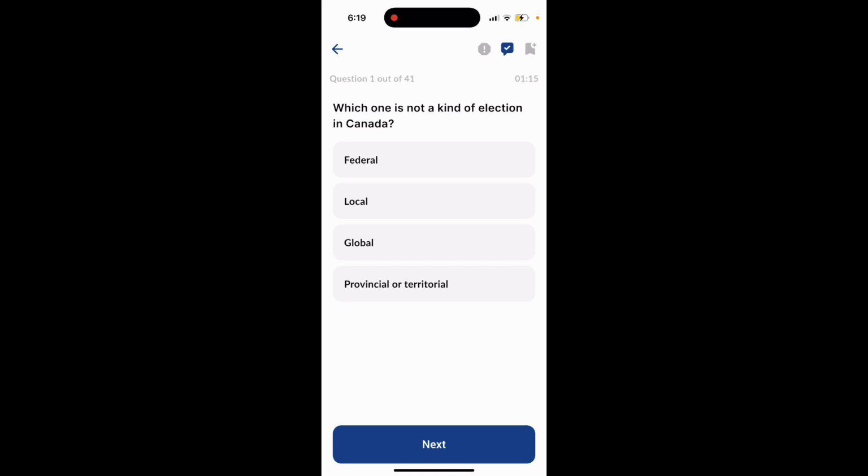Let's begin. First question, which one is not a kind of election in Canada? Federal, local, global, provincial or territorial? The answer is global.